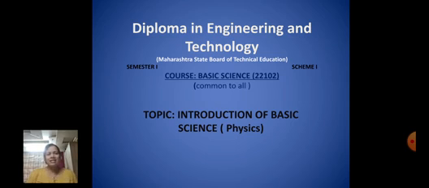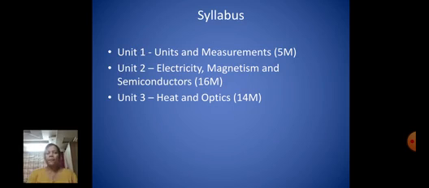Now let's see what is the syllabus of this course. From that we will see just the syllabus of physics only. So basically the whole syllabus is categorized into two parts. One is for physics, another is for chemistry. But here we are just focusing on physics. So overall you have 3 units. Unit 1, Unit 2, Unit 3.